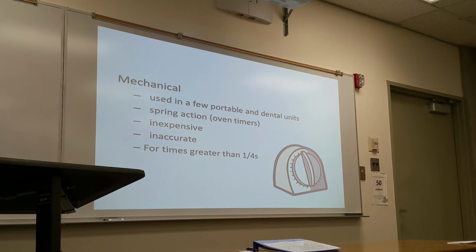The advantage of having a mechanical timer is that it's inexpensive to build or to purchase. The disadvantage is that it's not as accurate as the other types of timer. You can only measure down to 1/4 of a second, 0.25 of a second. You can't go lower than that, but some exposures don't need 1/4 of a second. You can't time it less than 0.2 or 0.18.